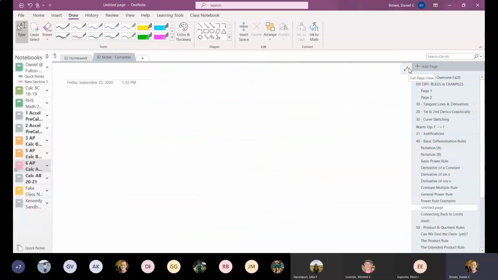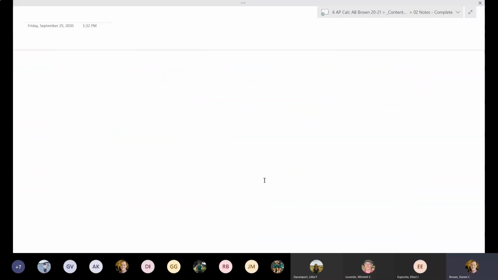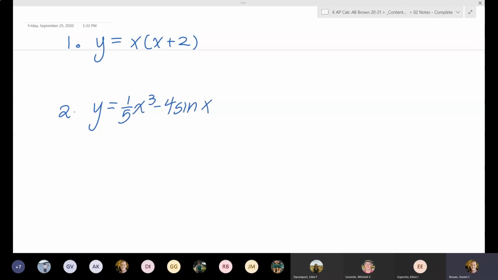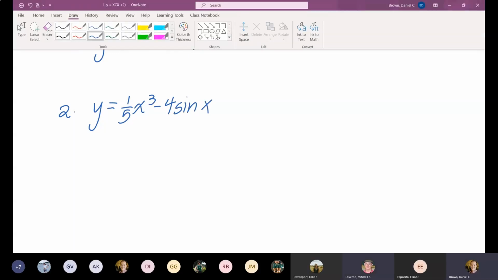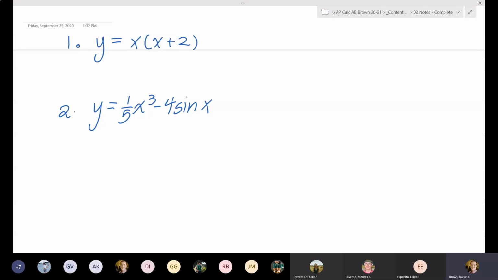I'm going to do a few more examples. I meant to add one more slide to these notes. So these are not in your OneNote, but I did want to give us just a few more examples. The first one I'm going to give is going to be x times x plus 2. And then the second one I want to give is going to be y is equal to, I'll just say, 1/5 x cubed minus 4 sine of x. So I want to add these just to make sure these rules are clear, and then I'll take questions once I go over these two.